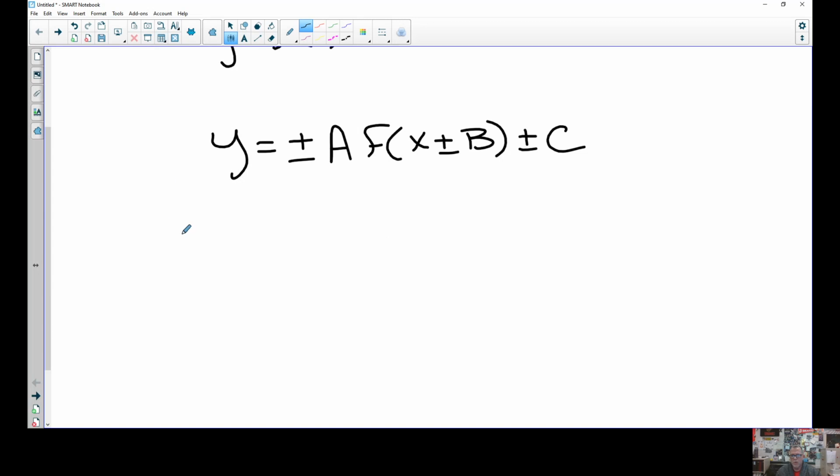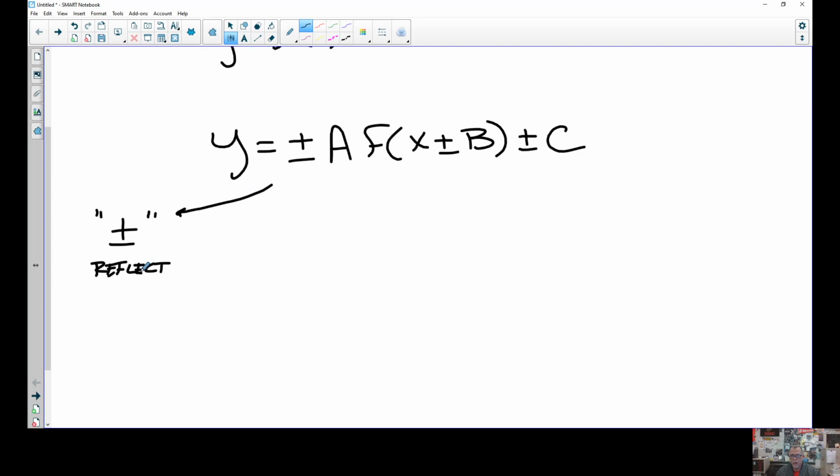All right, now let's talk about that effect. And I'm going to work through some examples as I talk about the effect. So the first effect we're going to talk about is this plus or minus in front. That plus or minus tells us whether we reflect it or not. And I want you to get used to this word reflect. We talk about flipping all the time. I hear kids tell me that a graph is flipped. Flipped is very non-specific. It could mean anything.